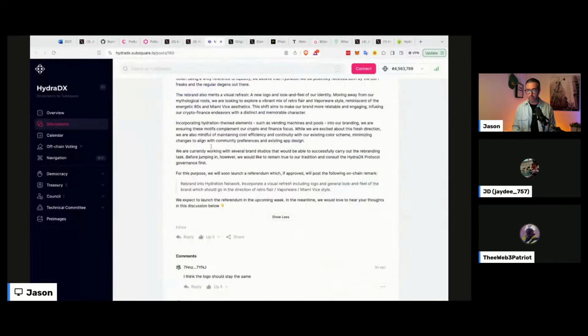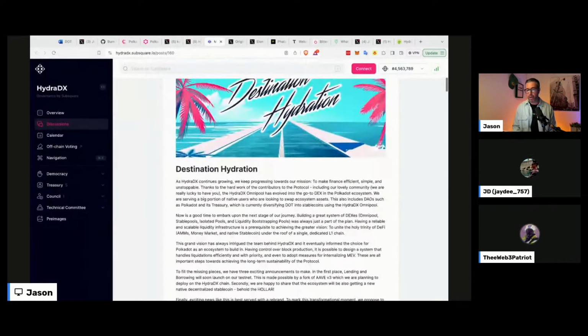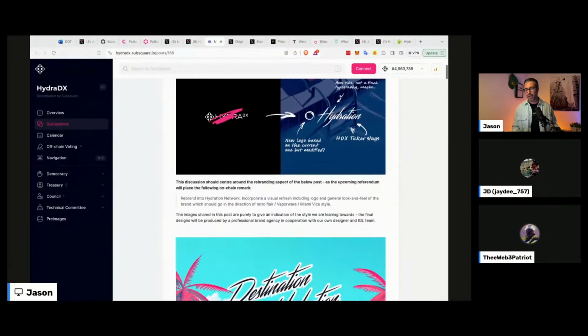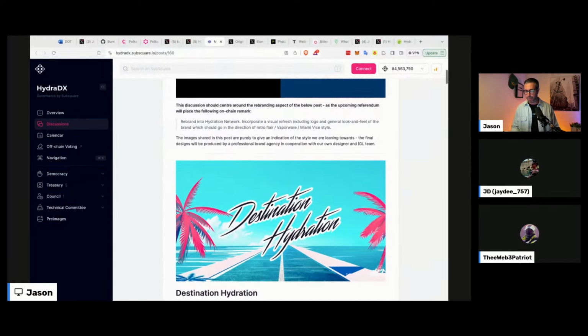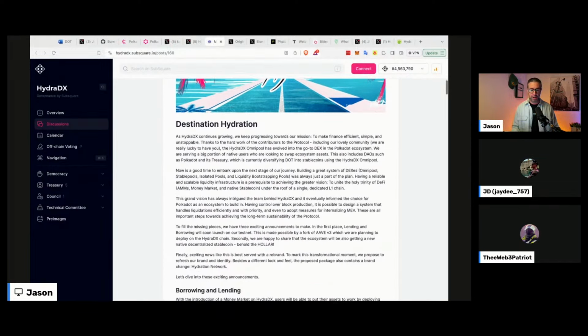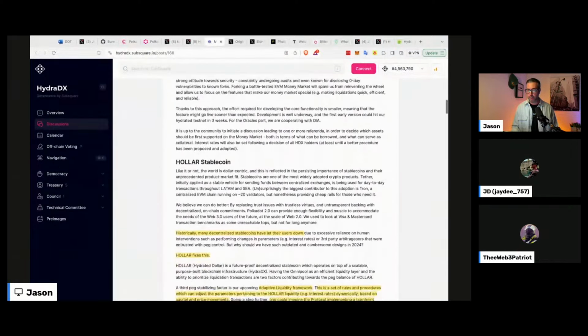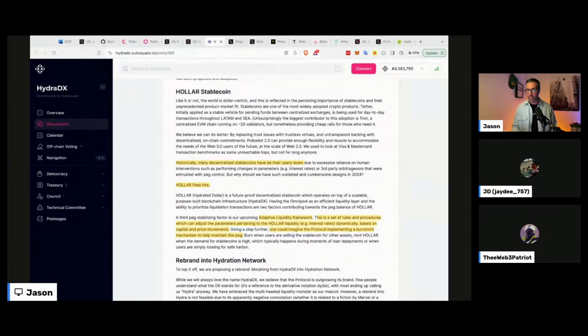If you do go and read their write-up here, it sounds good. I like the idea of innovation, but I've been burned. I'm sure everybody's had a bad experience with a stablecoin. If you've been in crypto long enough, you probably have. It says here, historically, many decentralized stablecoins have let their users down. Holler fixes this. They announced the Adaptive Liquidity Framework, a set of rules which can adjust the parameters of liquidity. There's not much about how this is going to work.